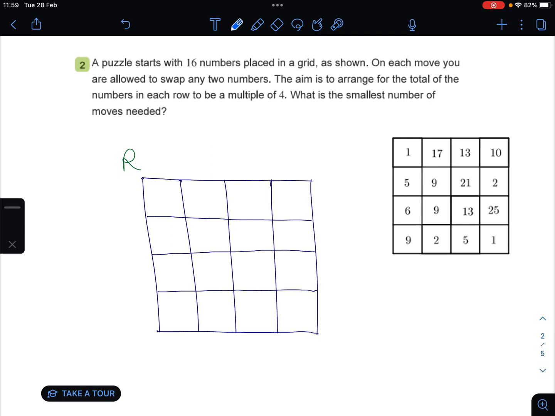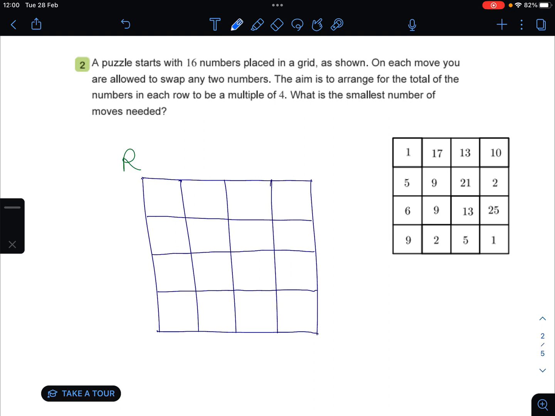Year 6, Lesson 5, Extensive Exercise, Question 2. A puzzle starts with 16 numbers placed in the grid as shown. On each move, you're allowed to swap any two numbers. The aim is to arrange for the total of the numbers in each row to be a multiple of 4. What is the smallest number of moves needed?